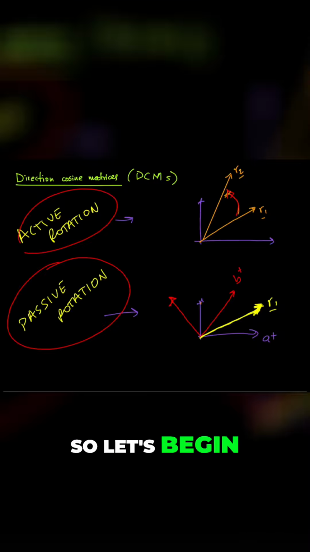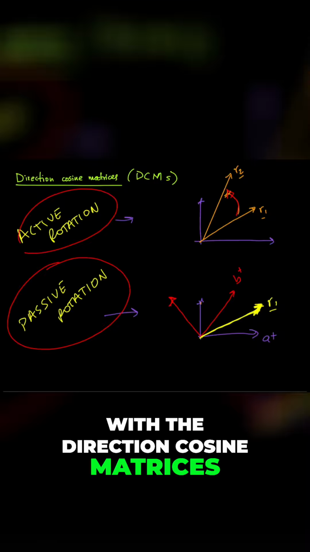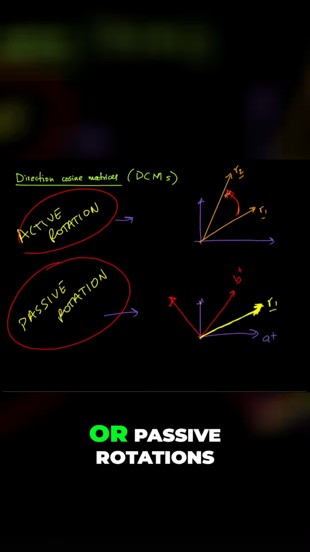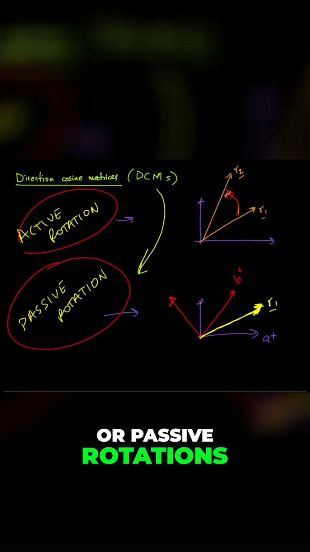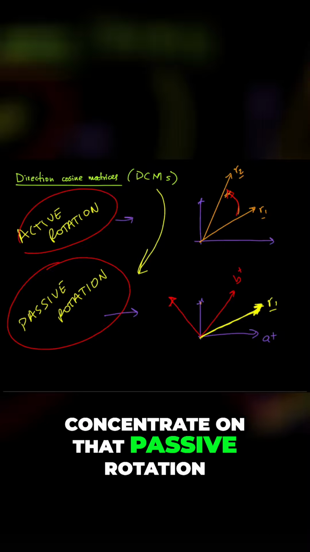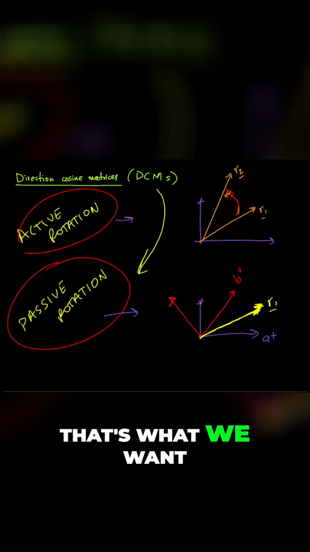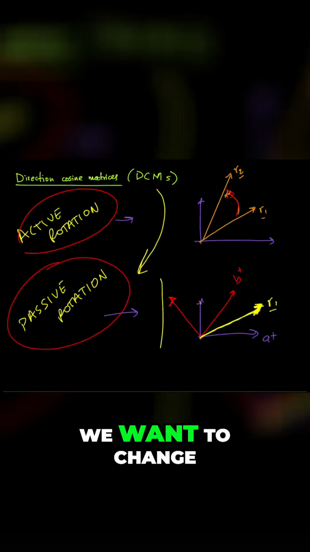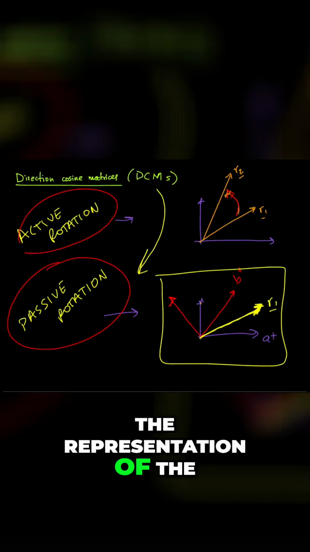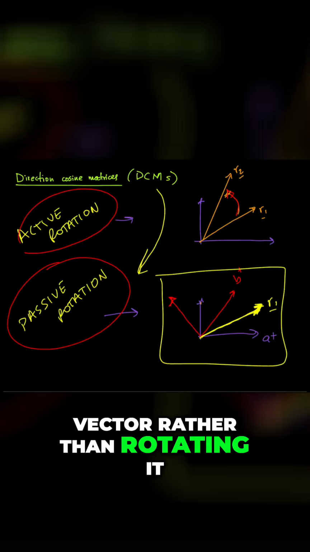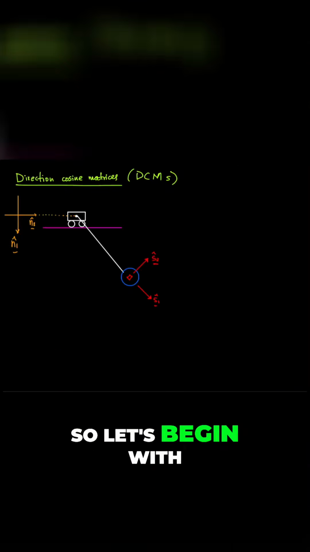So let's begin with the direction cosine matrices. The direction cosine matrices are passive rotations, and I like to concentrate on that passive rotation because commonly that's what we want to do. We want to change the representation of the vector rather than rotating it. All right, so let's begin with an example.